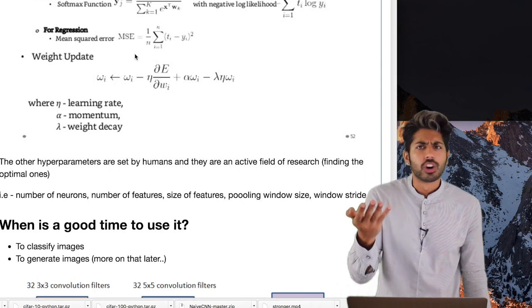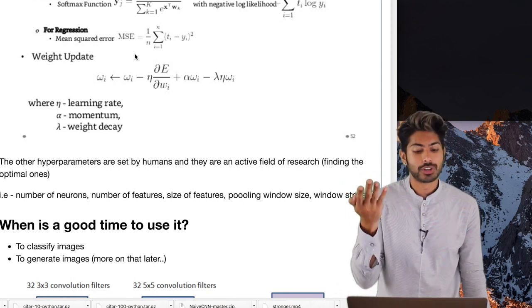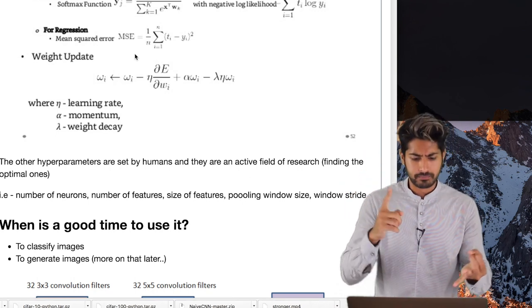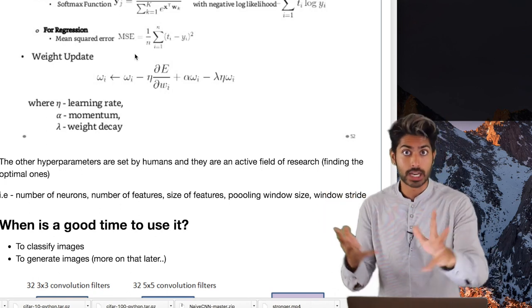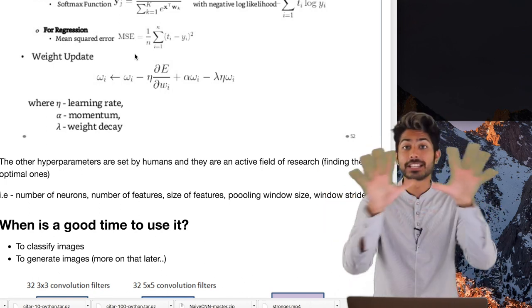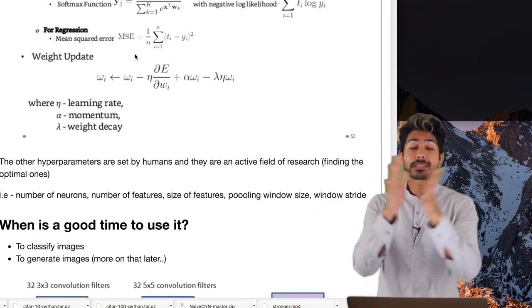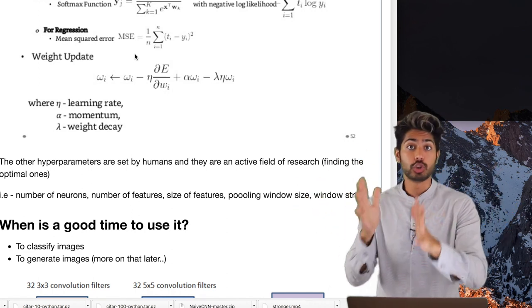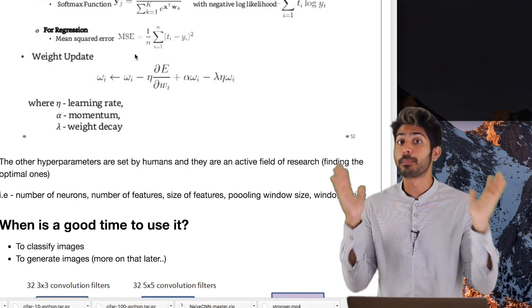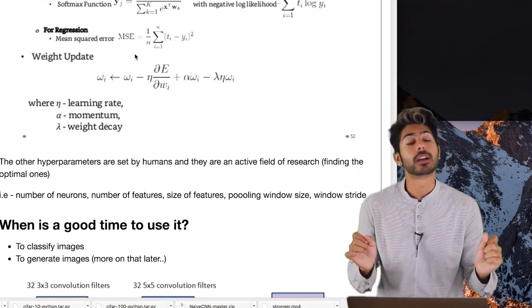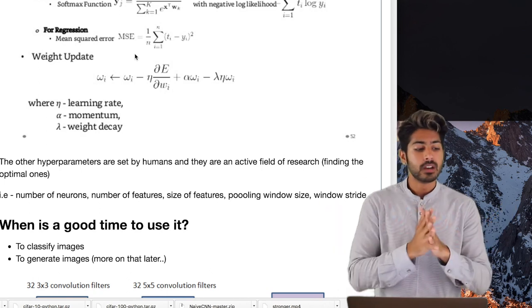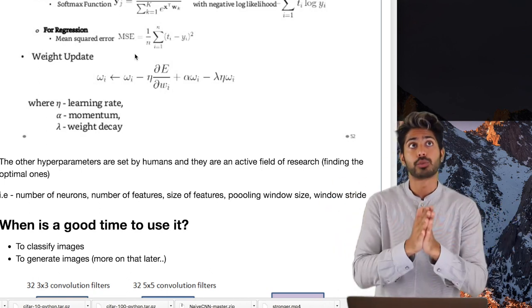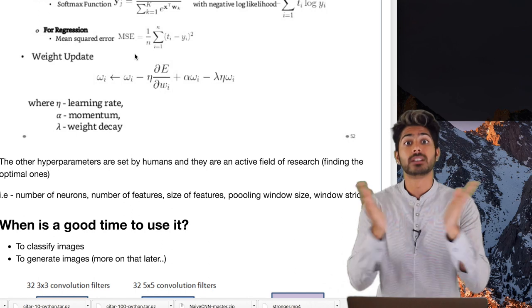But what about the other magic numbers? What about the number of neurons and the number of features and the size of those features and the pooling window size and the window stride? Well, that is an active area of research. There are best practices for values that you should use for those hyperparameters, right? The tuning knobs of our network. And Andrej Karpathy has some great material on this. He's probably the leading source for convolutional networks right now in terms of written content.